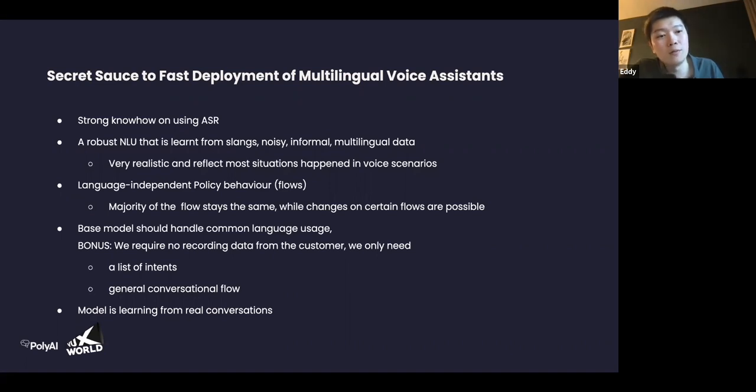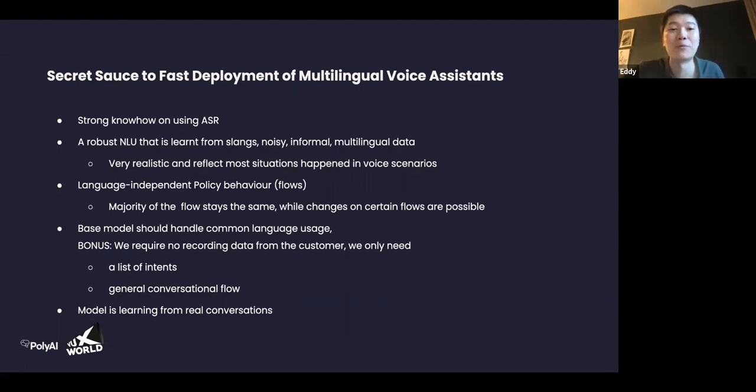And following that, a robust understanding module is also a must. In machine learning or AI, generally we talk about the model and the data itself. We can build a good model, that's fine. But for data, people always talk about high quality data achieving good performance. Interestingly, high quality data for a voice conversational scenario is actually very noisy data. Noisy in the sense that it incorporates lots of slang and informal ways of how users talk, and most importantly, it needs to be multilingual in order to support the multilingual application we just showed. Because it's noisy, it is very realistic and reflects lots of voice scenarios.